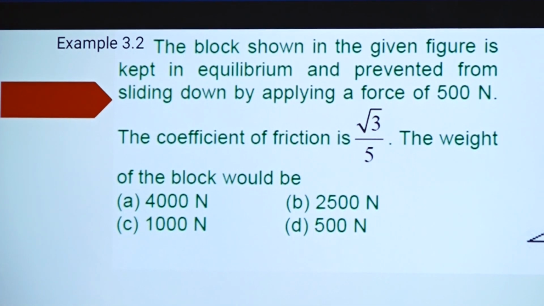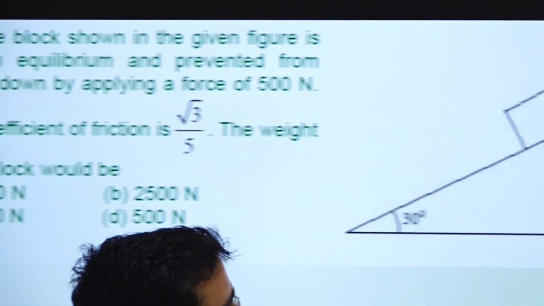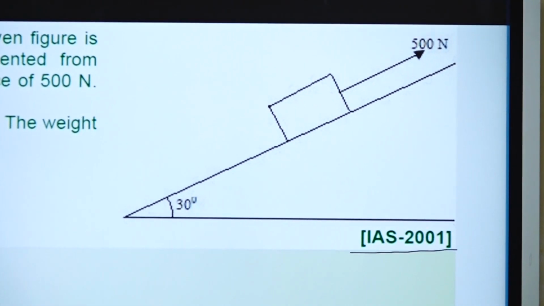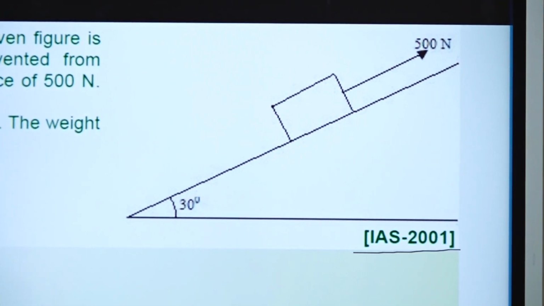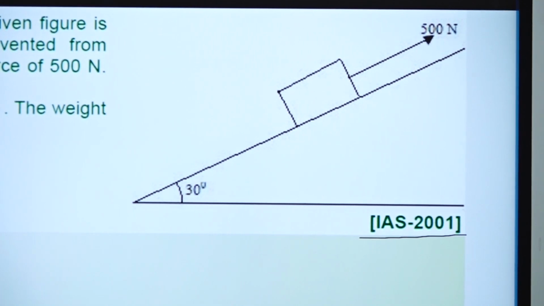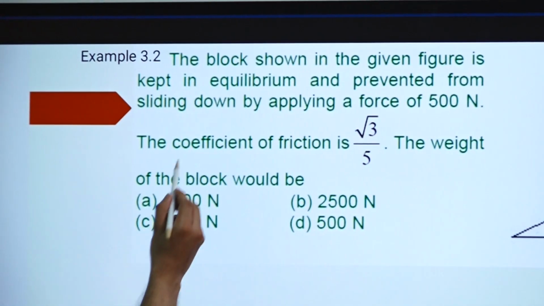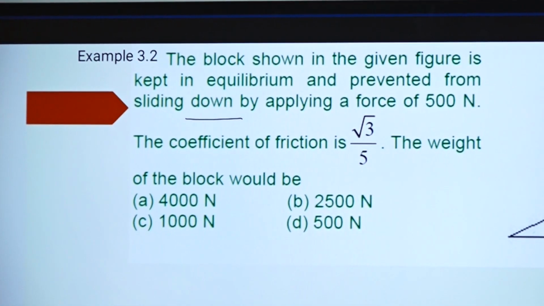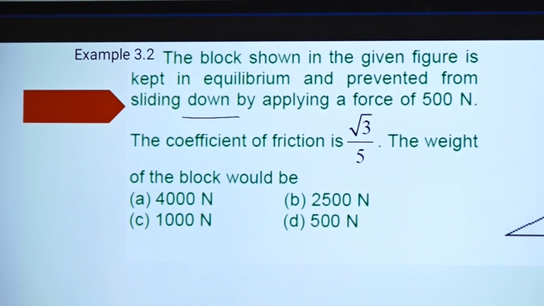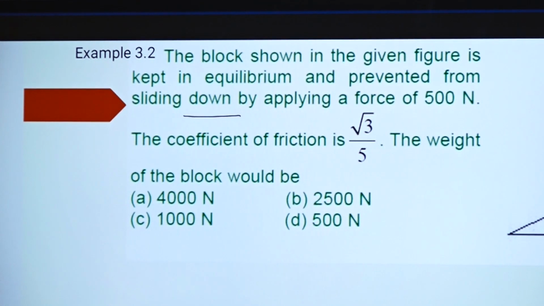So now let us move on to the next question. As you can see, this question came in IAS 2001. First we will read the question. The block shown in the given figure is kept in equilibrium and prevented from sliding down by applying a force of 500 Newton. The coefficient of friction is √3/5. The weight of the block is what they are asking.